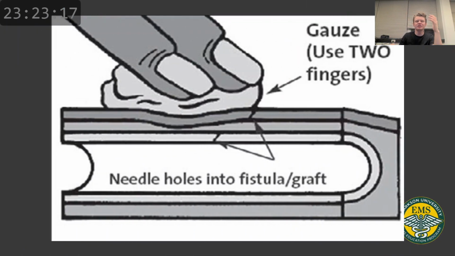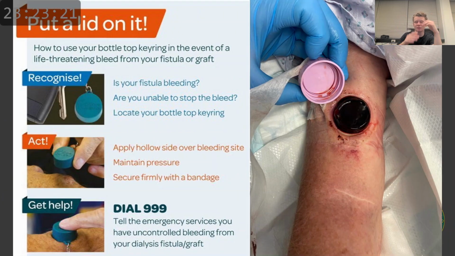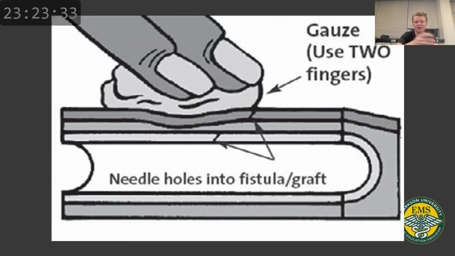If you're on the ambulance, get out a piece of gauze, use two fingers, and maintain that pressure till you get to the hospital. If you're not on the ambulance and you want to try out this crazy fancy thing, all I'm saying is don't go get the cap off your water bottle from the front to try this when you have sterile gauze pads.